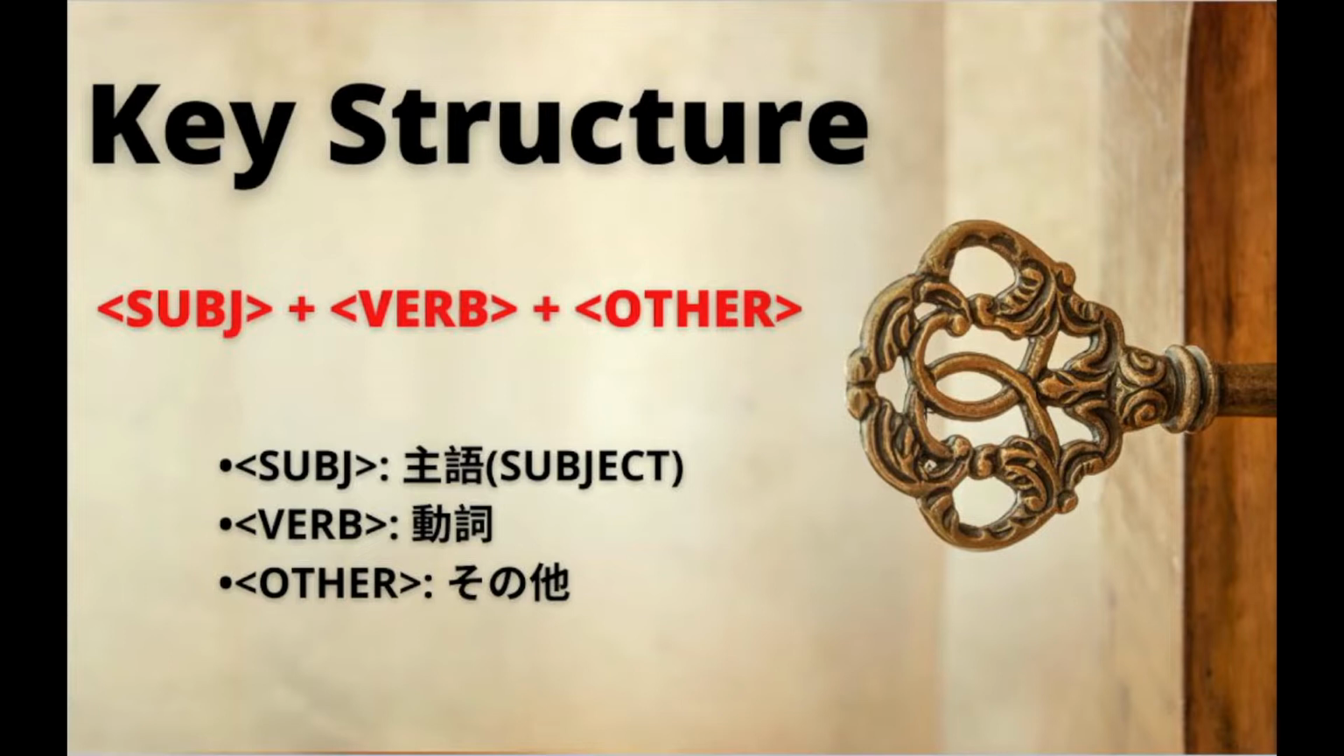Subject in Japanese meaning shugo for you Japanese speakers, verb meaning doshi, and other means just other things. So this is the very basic key structure in English. Any kind of English sentence can be made by putting together blocks, and each block of English generally consists of a subject, a verb, and other stuff, with some very small exceptions, but a very big percentage, more than 90% of English is made up of blocks that consist of a subject, a verb, and other information.